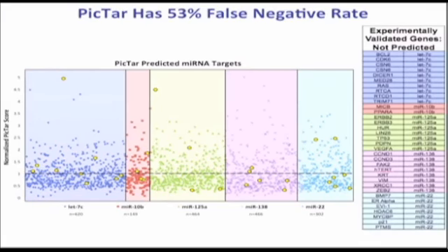But then, and this was surprising, we found a lot of papers, in this case for LET-7, of genes that are known to be targeted by LET-7, and they have actually experimentally validated the pairing, that were not predicted by this software. So for LET-7C, PicTar predicts a 53% false negative rate. Those are targets that you will never detect using this software here.